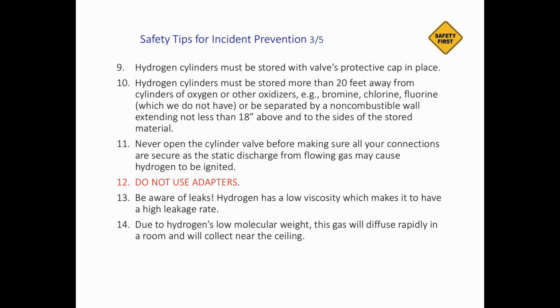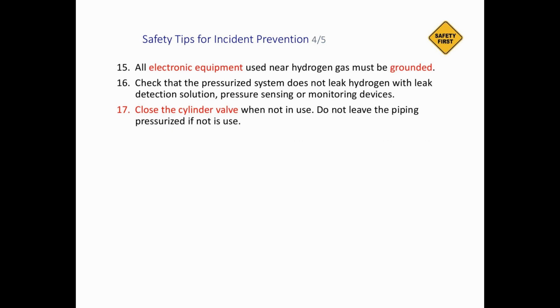Be aware of leaks. Hydrogen has a low viscosity, which could lead to a very high leakage rate. Due to hydrogen's low molecular weight, the gas will diffuse rapidly in a room and collect near the ceiling. All electronic equipment used near the hydrogen gas must be grounded.